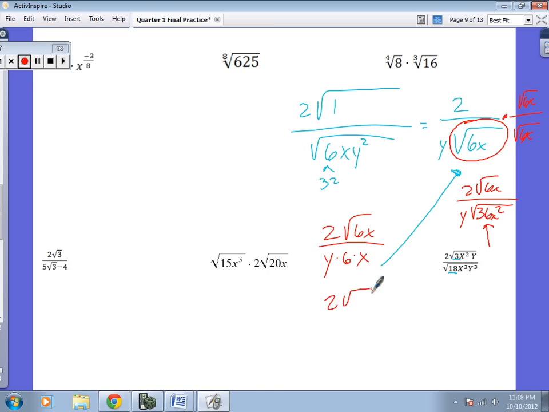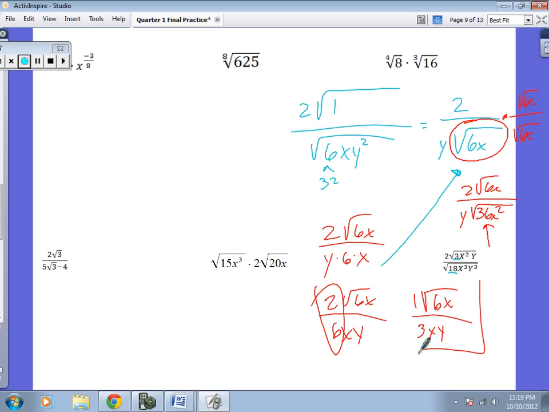So we've got 2 times square root of 6x over 6xy. 2 over 6 is going to change to 1/3. Done.